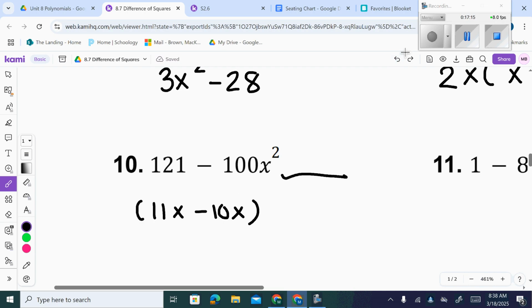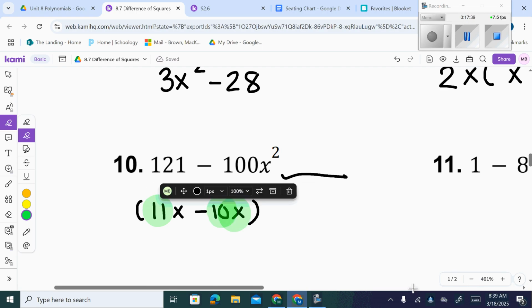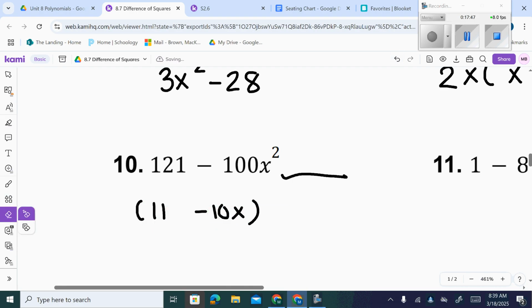Alright, hold up, pause. Let's just stop with this right here. What do you like about this? Okay, the 11. Where is this 11 coming from? The 121. What else do I like? The negative 10x. Okay, where's that 10x coming from? The negative 100x squared. Okay, what do I not need? The x. I don't need this x because did that 121 have an x? Oh, got it. Alright, so we good? No, you gotta do 11 plus 10x.